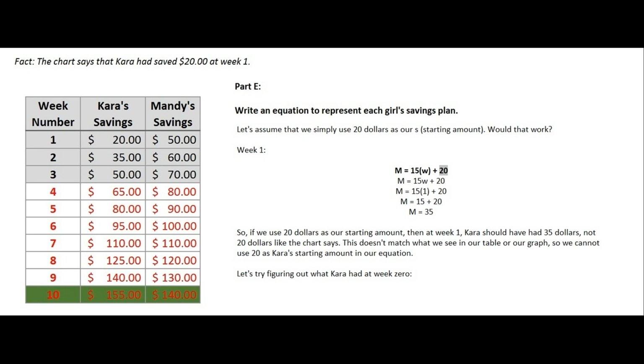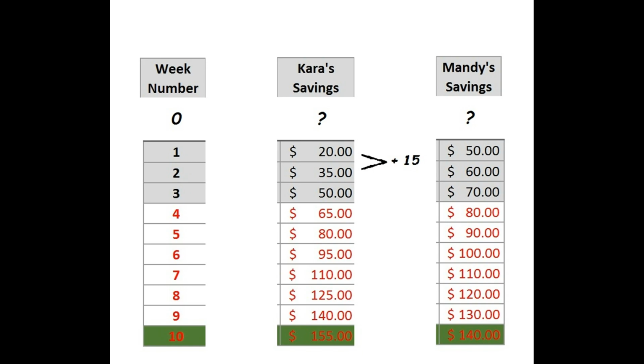So what we have to do to get everything to match up is to figure out what happens at week 0. So I broke the chart apart right here. And if you notice with Kara's savings plan, it goes from 20 to 35, that's $15, 35 to 50, that's $15. So what did she start with? Instead of adding 15, we're going to subtract 15. The starting amount is what would happen if we subtract 15 from what she saved in week 1 to figure out what she started with.